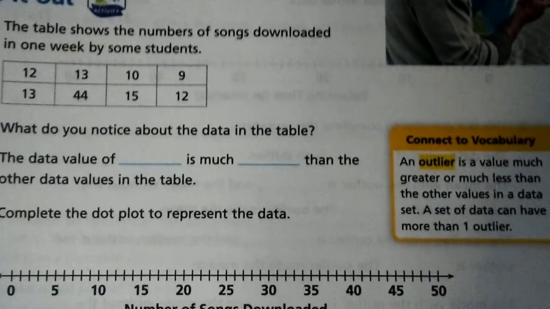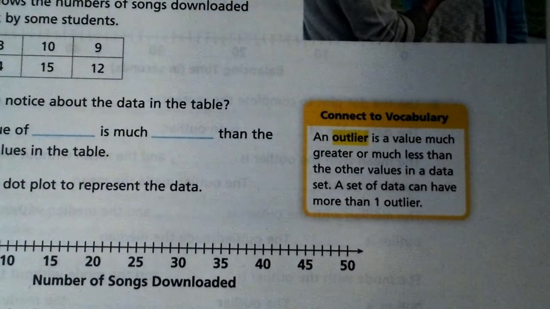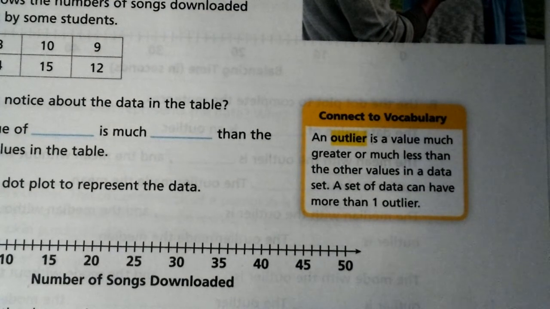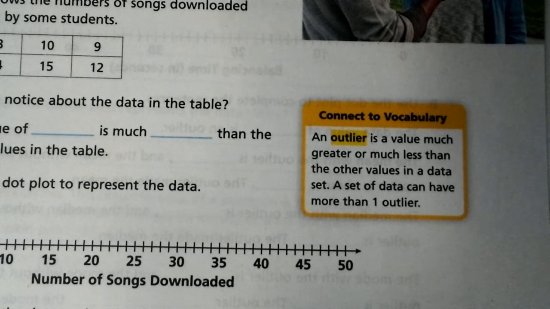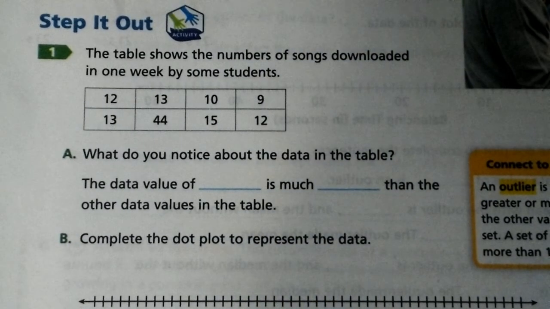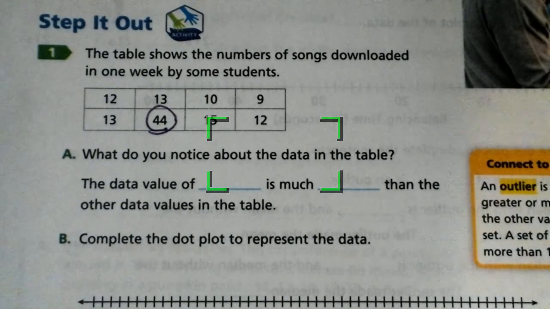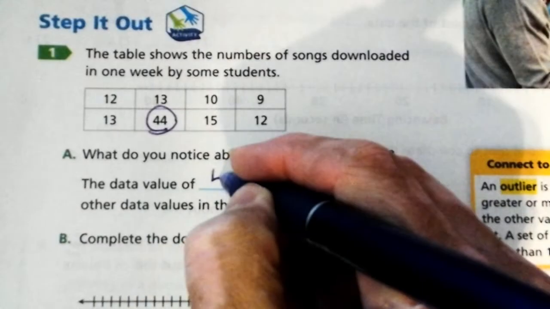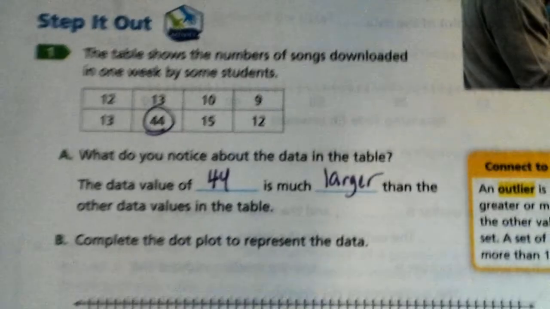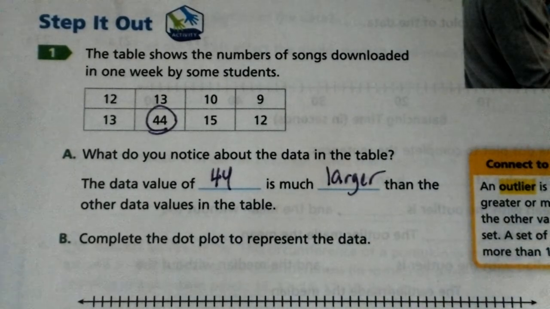That leads us to our vocabulary word today, and that word is outlier. An outlier is a value much greater or much less than the other values in the data set. A set of data can have more than one outlier. From this data set you can see that we do have an outlier, and that outlier would be 44. The data value of 44 is much larger than the other data values in the table.